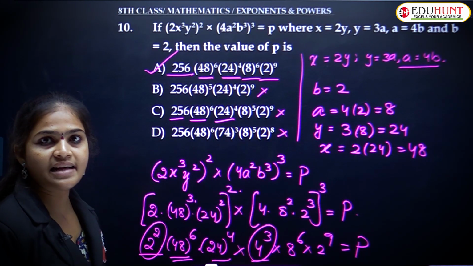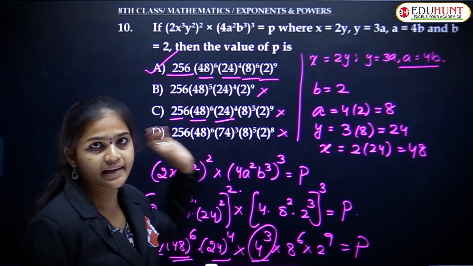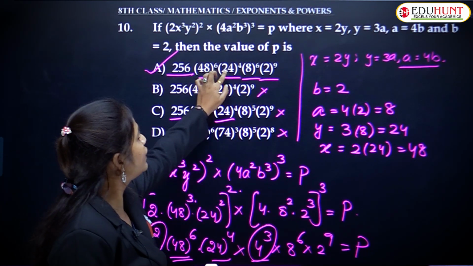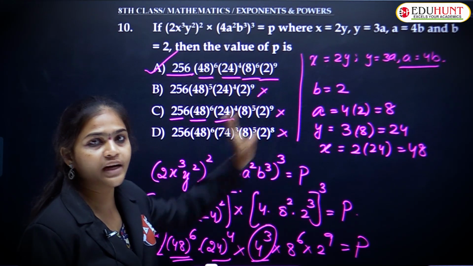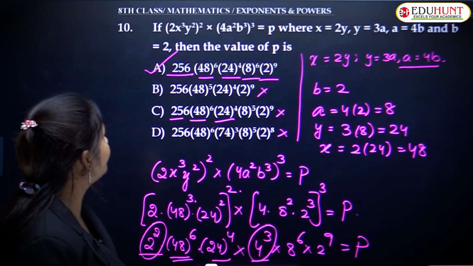So what is the answer for question 10? Option A is the correct answer here, that is 256 into 48 power 6 into 24 power 4 into 8 power 6 into 2 power 9. Am I clear? So that is the value of p.